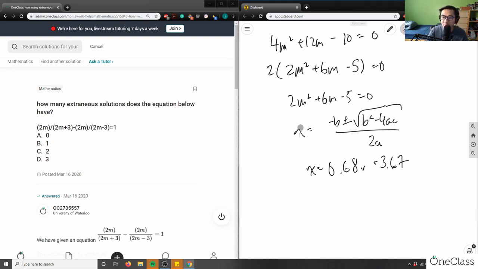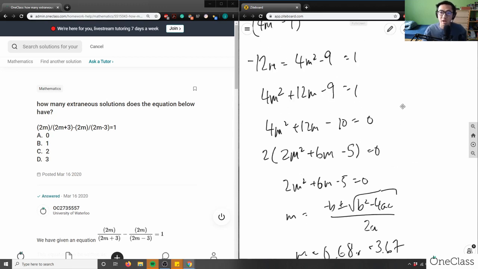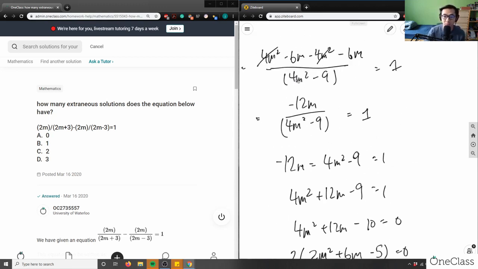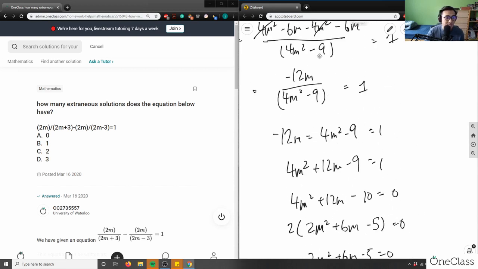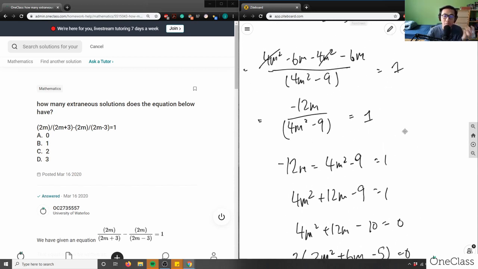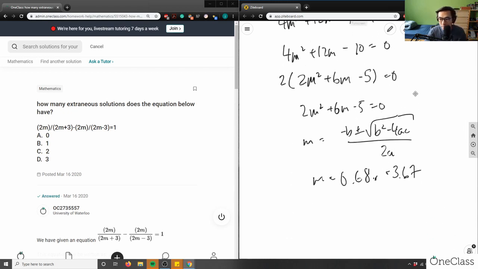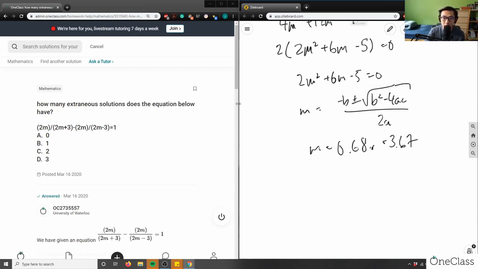Sorry, this is the m value of these two functions here. And we were looking at extraneous solutions. So do I get an extraneous solution in this case? Is there discontinuity in terms of the top and the bottom? In this case, no, right? I couldn't cross anything out between the numerator and the denominator when we're doing the rational expression. So in this case, our answer here would be 0.